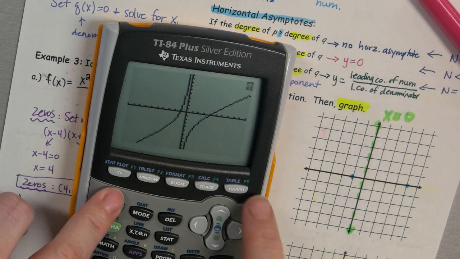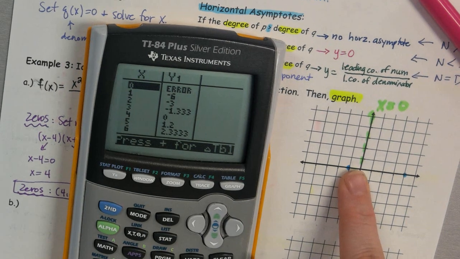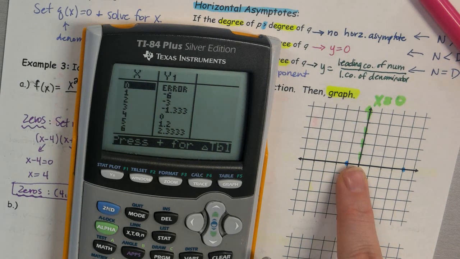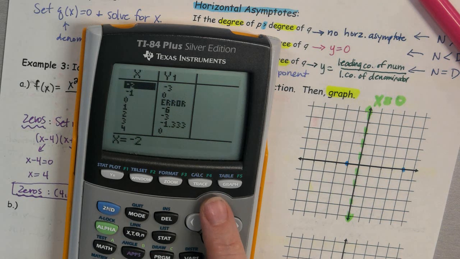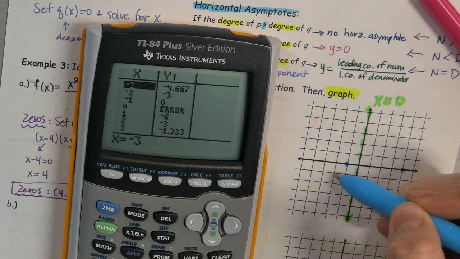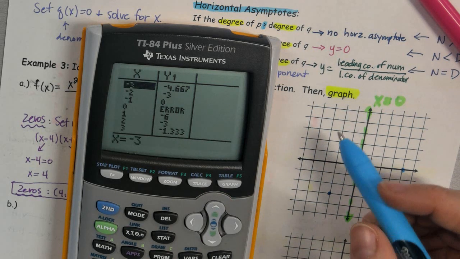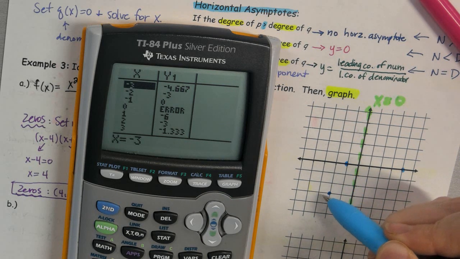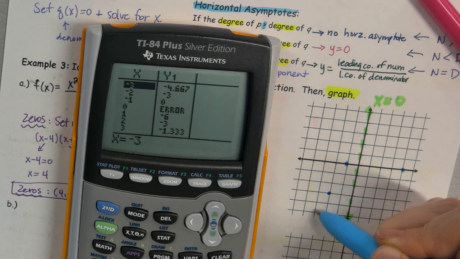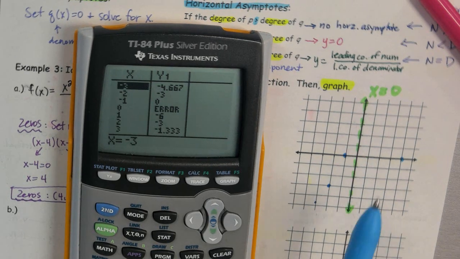So what we're going to do is we're going to use the table to help us. At 0, there's an error. Good, because what do we have at 0? We have an asymptote, right? It's undefined there, so yeah, it should be an error. Okay, at negative 1, 0, we have that. At negative 2, it's at negative 3, so let's graph that. At negative 3, I'm at negative 4.6 something. That's good.